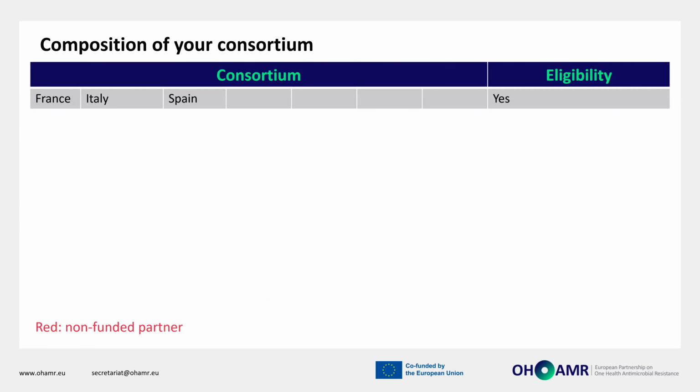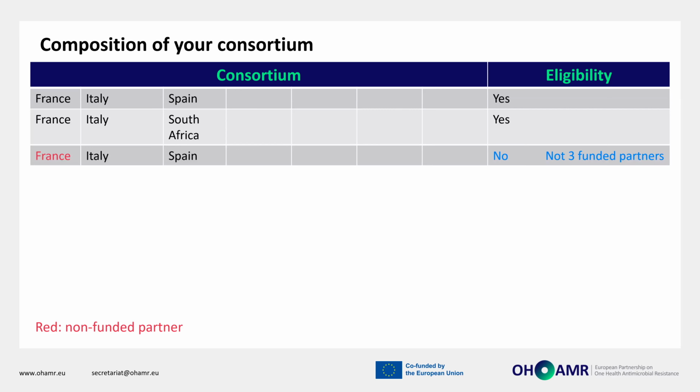Here are a few examples of eligible and non-eligible consortia according to the general eligibility criteria of the call. In the first example, we have 3 partners requesting funding and at least 2 from EU countries, so this consortium is eligible. In example 2, we have included South Africa, and by adding South Africa, we still have 2 EU countries. This also answers one of the eligibility criteria.